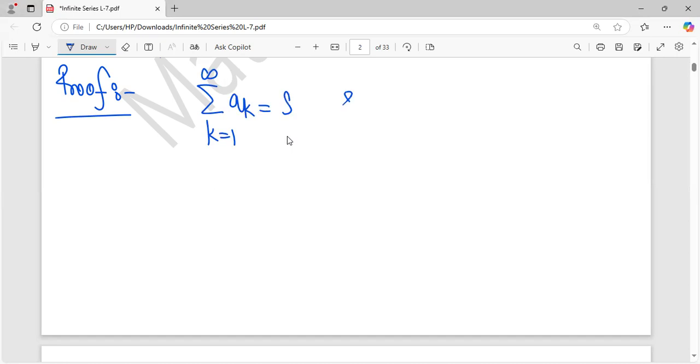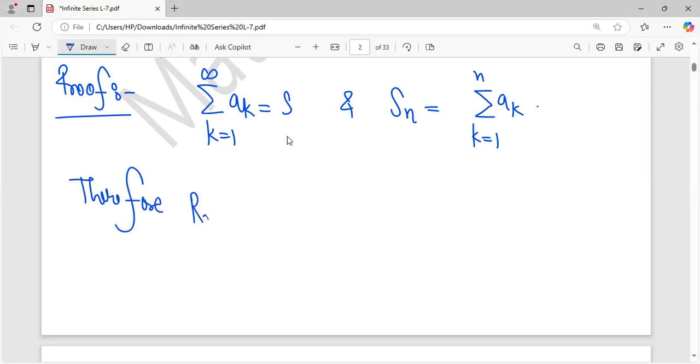So let's have its proof. So what is its proof? Let's prove it. Now, summation k goes from 1 to infinity a_k is equal to S, and S_n is nothing but summation k goes from 1 to n a_k. Therefore, what is R_n? R_n is equal to S minus S_n. This is a_(n+1) plus a_(n+2) and so on like that.